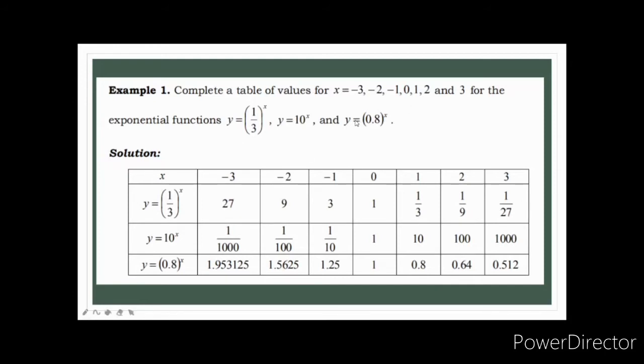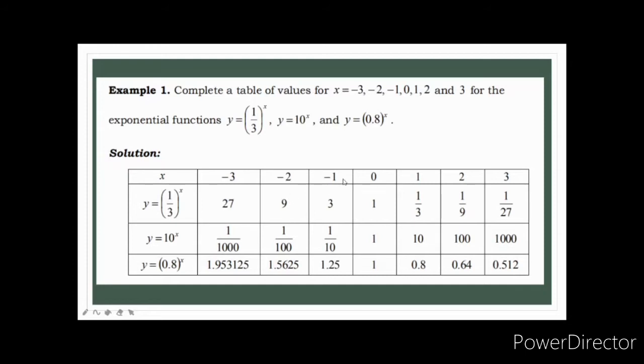For our solution, let us start first with y is equal to 1 over 3 raised to x. The first value of x is negative 3. So that becomes y is equal to 1 over 3 raised to negative 3. So that is equal to 27. And then, the second value of x is negative 2. Y is equivalent to 1 over 3 raised to negative 2. That becomes 3 raised to 2. That is positive 9.